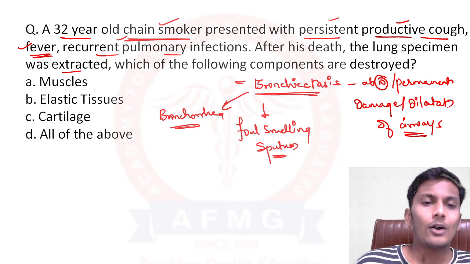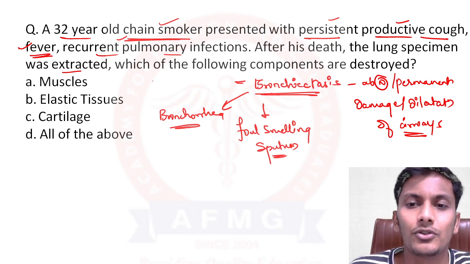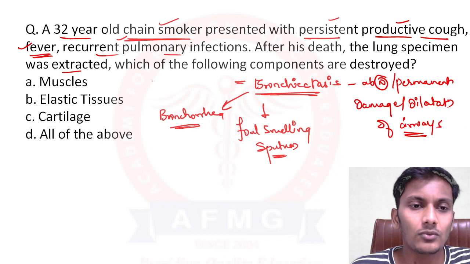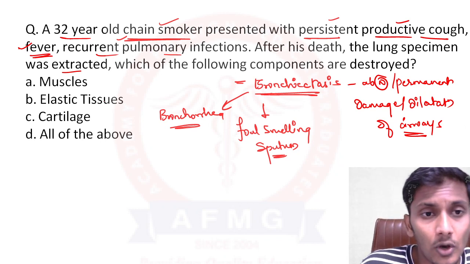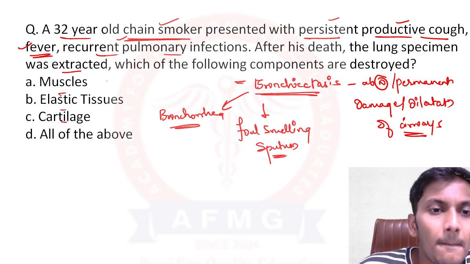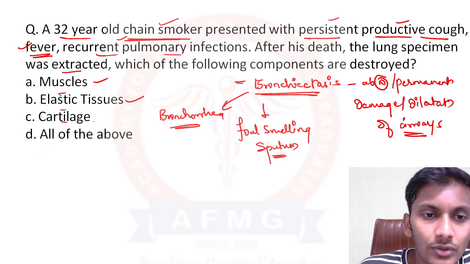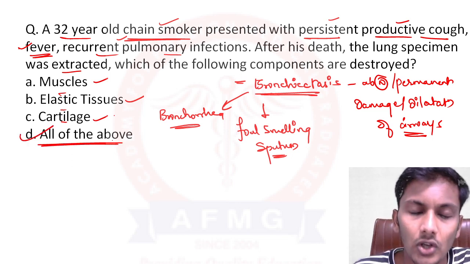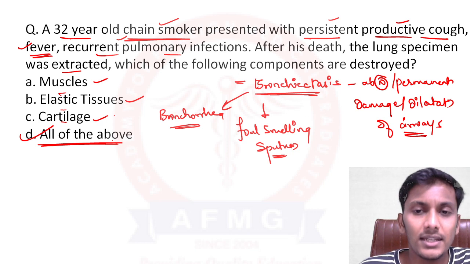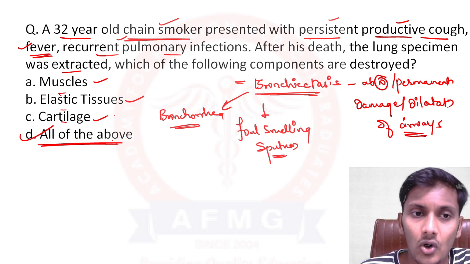Now the lung specimen which is extracted will show destruction of what? In bronchiectasis, what are all destroyed? Option A, muscles, option B, elastic tissues, option C, cartilage, option D, all of the above. So please remember, muscles, elastic tissues along with cartilage, all would be destroyed in cases of bronchiectasis. Option D, all of the above, is your answer.